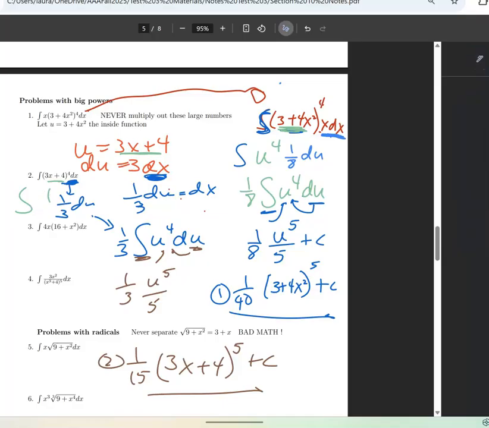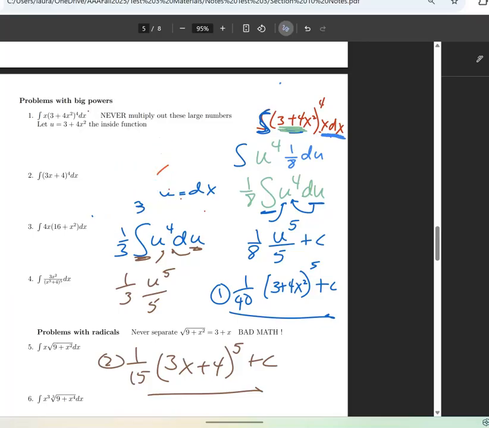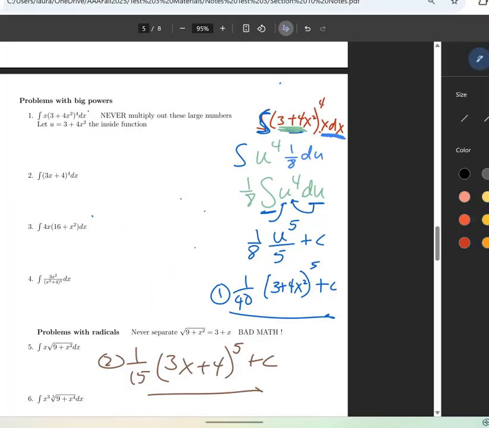So example 3 here, I don't really see an inside function. Do you notice in example 1 and 2, they were to the 4th power. So I had an inside. This one does not use u substitution. So be careful not to use u substitution in every single problem. This one, I need to multiply it out.